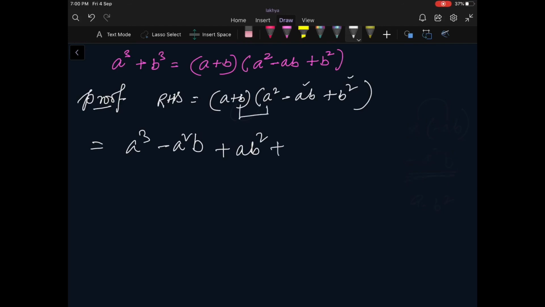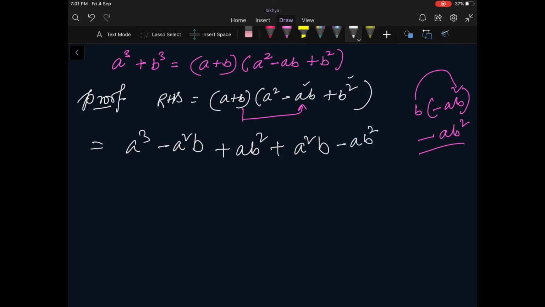Next term is b. Now let's multiply b with a square, that gives b a square, and you can write b a square as a square b. Then let's multiply b with minus ab. This is minus, and b into b is b square, so the result is minus ab square. Then b with b square gives b cube simply.